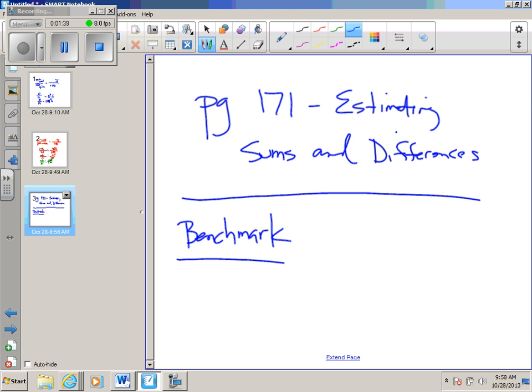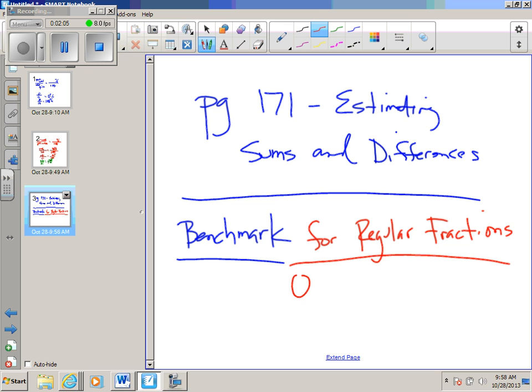And we're going to be using something that's called a benchmark. According to the definition on 171, a benchmark is a number that is close to a fraction and is easy to use when you estimate. So when we think of fractions, for regular fractions we are going to use 0, half, or 1 whole as our benchmarks.